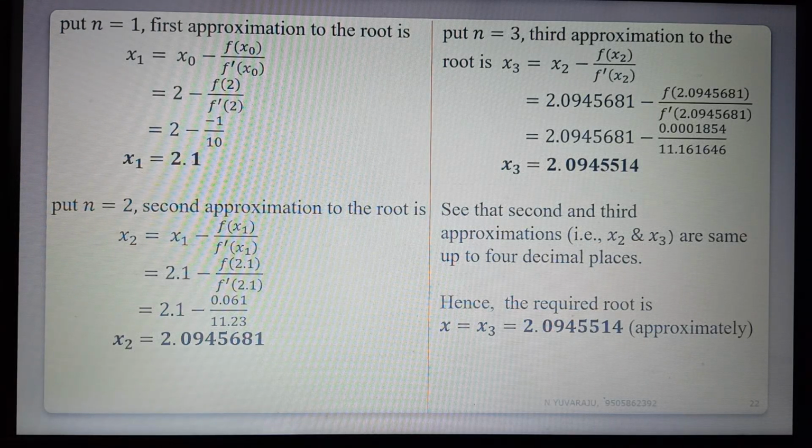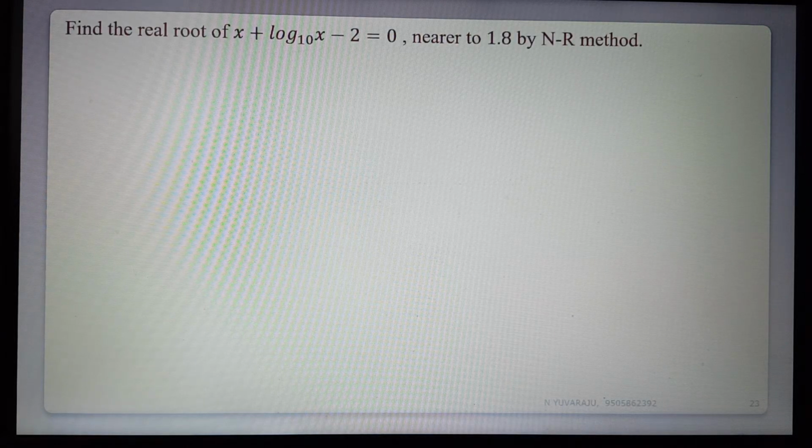See the next example. Find the real root of x plus log x base 10 minus 2 is equal to 0 near 1.8 by the Newton-Raphson method. The x naught value is already given, near 1.8, so the initial value is 1.8. Finding the interval is not required; we directly use the Newton-Raphson formula.